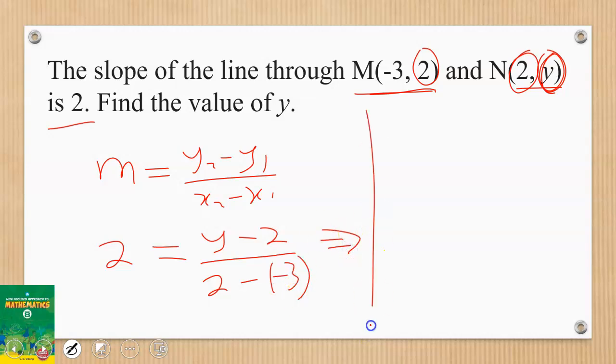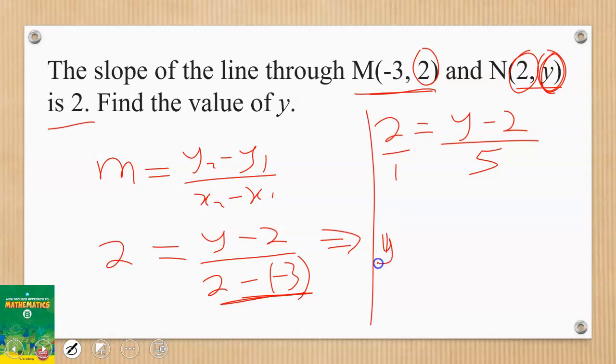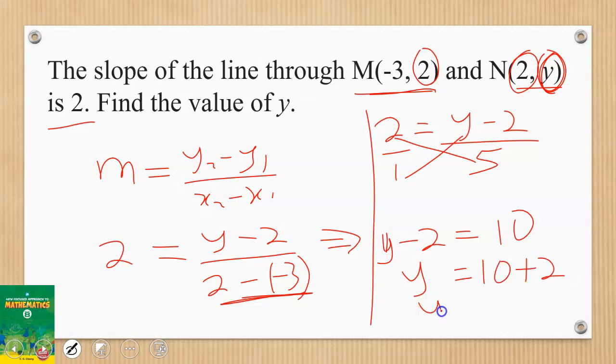So this implies that I have 2 is equal to y minus 2 over, now here I'm going to have 5, right? Good. If I do cross multiplication, I have y minus 2 is equal to 10. That is 2 times 5 and 1 times that. And again, having y is equal to 10 plus 2, then our y will be equal to 12. So it means that for these 2 points to have a line with a gradient of 2, y must be 12.